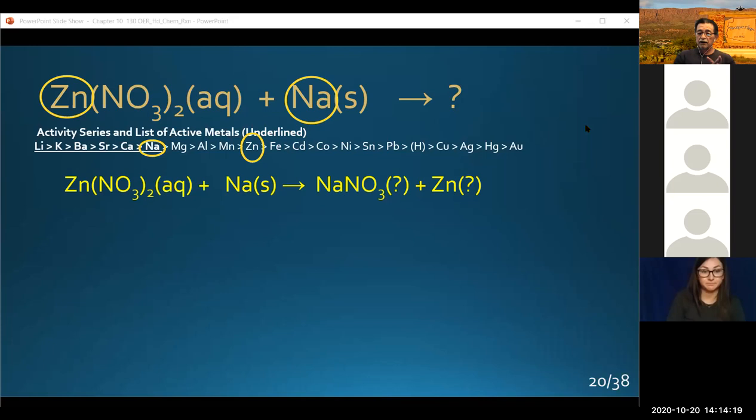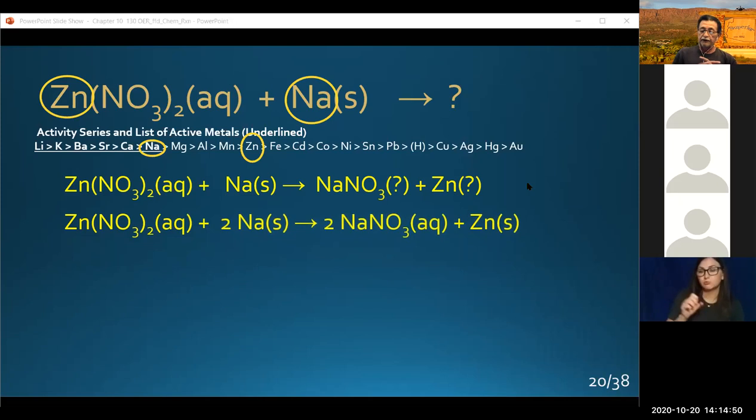Okay. And now we have to put in the states. Well, sodium nitrate, based on the solubility rules, anything, remember the big four? Anything with lithium, sodium was one of them, is soluble. So sodium nitrate is soluble. So it's aqueous, because we started off with zinc nitrate in an aqueous solution. And then zinc is a metal, so elemental zinc we know is solid.